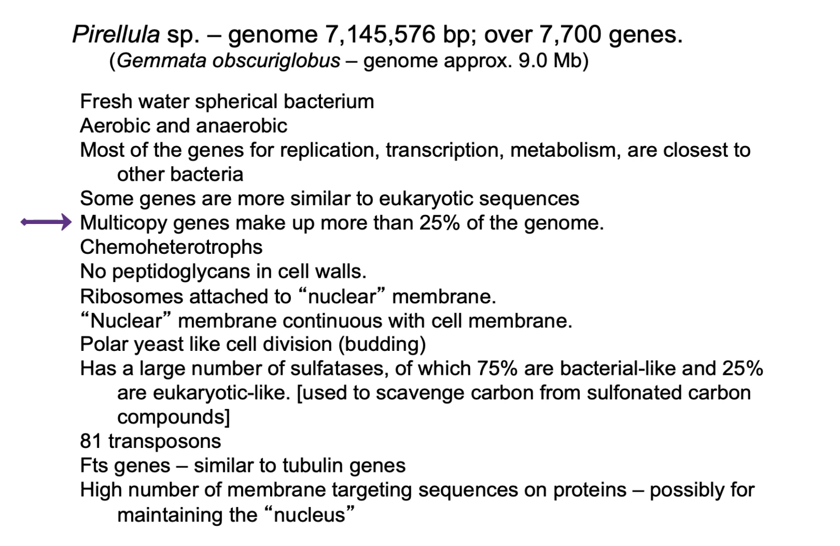So multi-copy genes also make up more than 25% of the genome, and that's more consistent with eukaryotes than prokaryotes or bacteria. They're chemoheterotrophs, so they're not autotrophic. They have no peptidoglycan in their cell walls. Their ribosomes are attached to that nuclear membrane, or that nucleus-like structure. And again, that's similar to what you find in eukaryotes, including ribosomes attached to the rough ER, which is a membrane that's continuous with the nuclear membrane in eukaryotes.